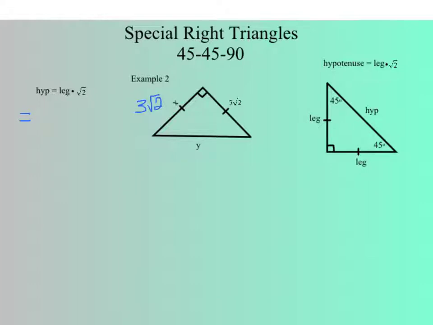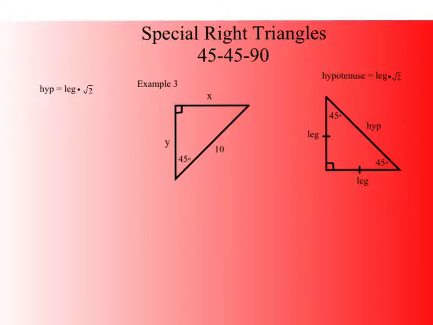Hypotenuse equals 3 radical 2 times radical 2. All I did is I took my 3 radical 2 from my leg, and I put it right where the word leg is. And then I wrote times radical 2. Well, if you remember from class, radical 2 times radical 2 is nothing more than 2. The radicals actually cancel each other. So I would have 3 times 2. Our hypotenuse is 6.